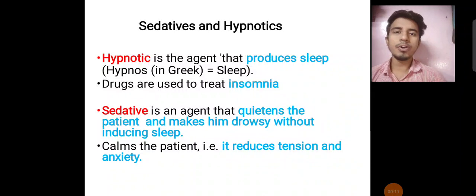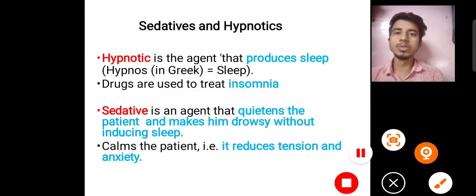First of all, let me tell you what is sedative and what is hypnotics. Hypnotics is the agent that produces sleep, or the drug which is used normally in insomniac patients. A patient who cannot sleep at night usually finds difficulty in sleeping. And sedative is the drug which is used to calm the patient, to relieve tension and anxiety, due to which a person relaxes, with drowsiness without inducing sleep. It does not induce any sleep.